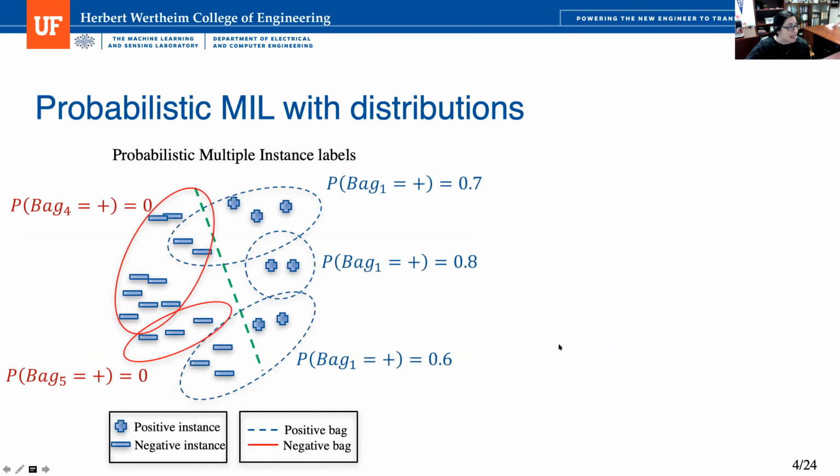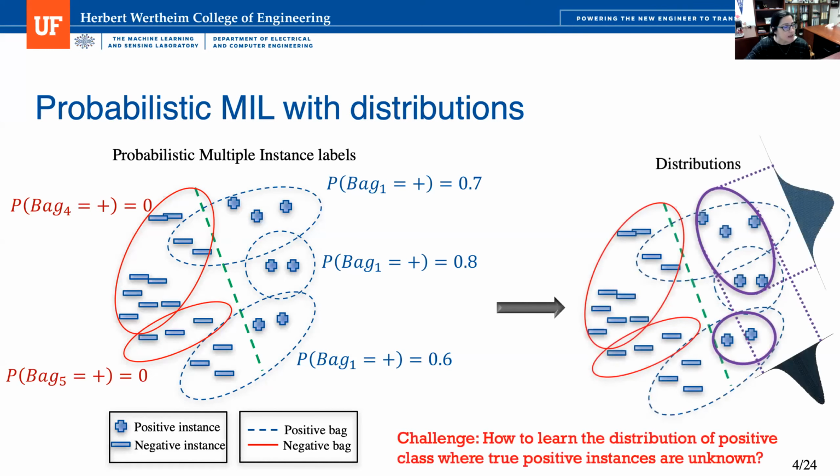And he also added the case where we have positive and negative bags. And so negative bags contain only negative examples, non-target, and positive bags contain some positive and some negative. He also added probabilistic labels. So the probability that a positive bag is actually a positive bag. So he adds some flexibility in the labeling in that way. And then the goal is to take those and learn distributions that characterize the positive class.